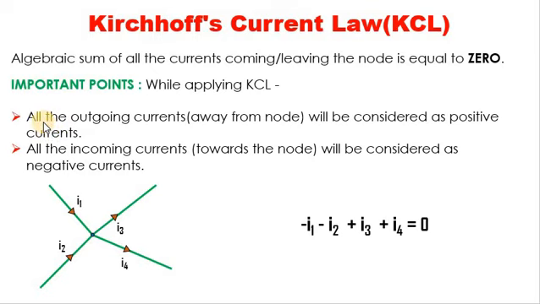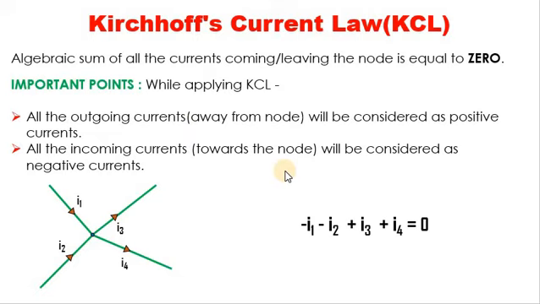The first rule is that all the outgoing currents, which are going away from the node, will be considered as positive currents, and all the incoming currents, or the currents coming towards the node, will be considered as negative currents. There is no pressure on you; you can consider the opposite way also. You can consider the outgoing currents as negative and incoming currents as positive. But in the calculations that I will do in the upcoming lectures, I will always consider this particular way.